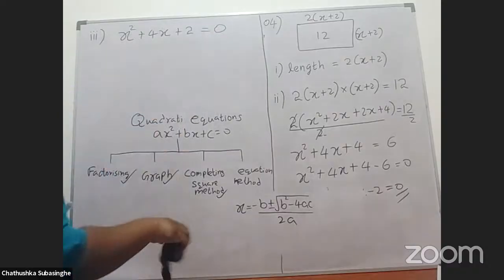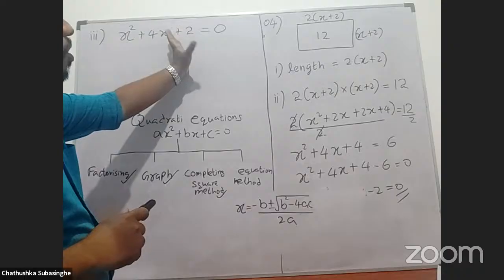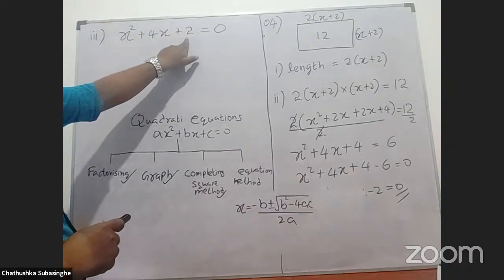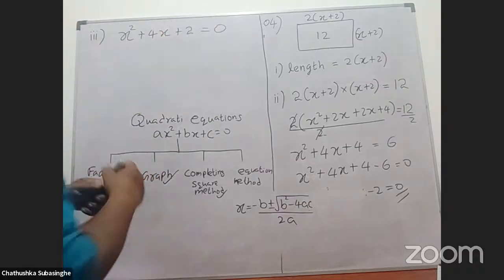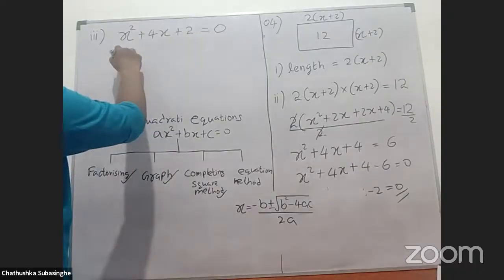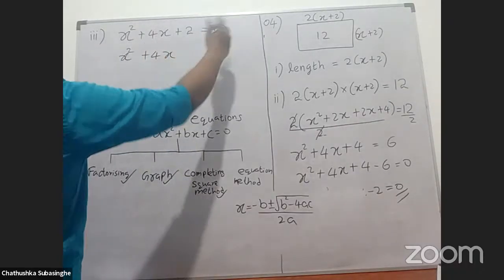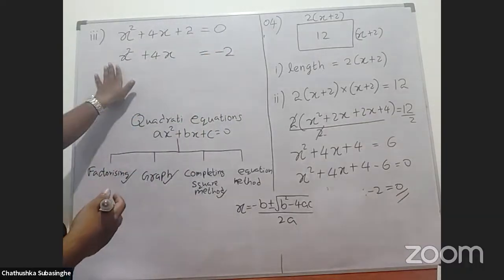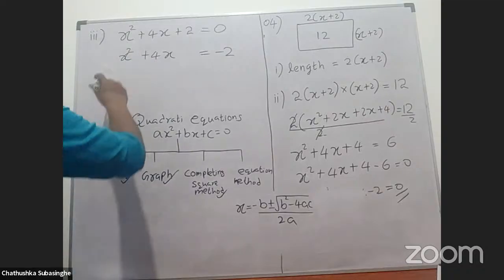Then after that, you have to send this constant, the number which doesn't have an x, to the other side. So I'm sending that 2 to the other side: x squared plus 4x. Sending this 2 to the other side makes minus 2. Now I have the x squared term and 4x alone on this side.